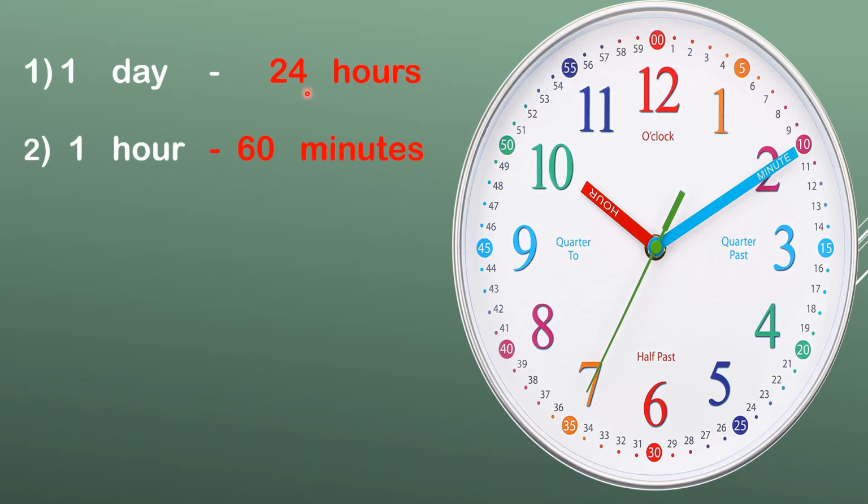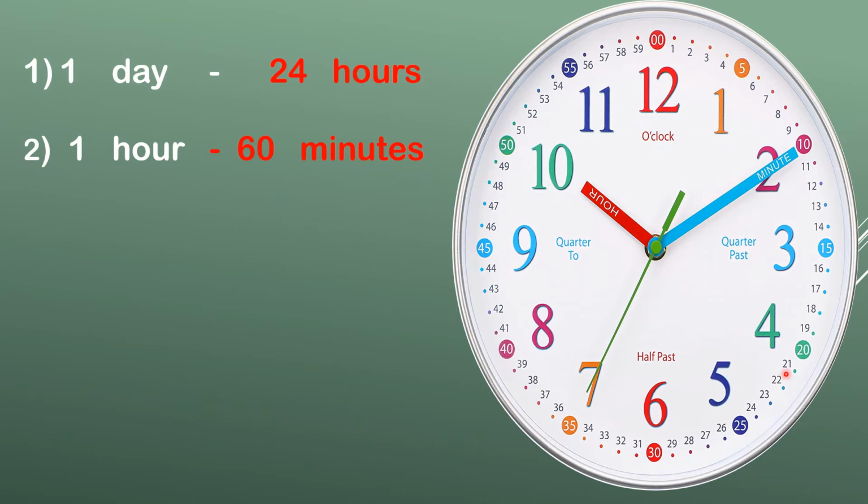Now 1 hour is 60 minutes. This hour hand takes 60 minutes to move from one digit to the other. That is, now it's on 10, it goes on 11. But before it goes on 11, this minute hand completes one round or one rotation. It begins from 12 and it takes a circle and comes back to 12. That's how it's 60 minutes.